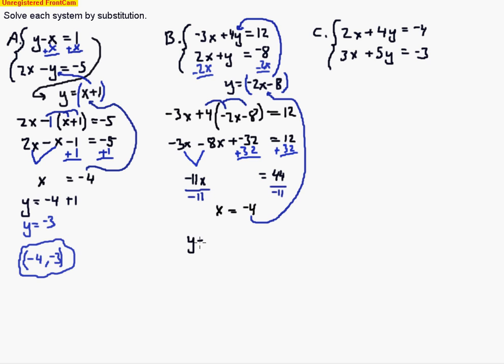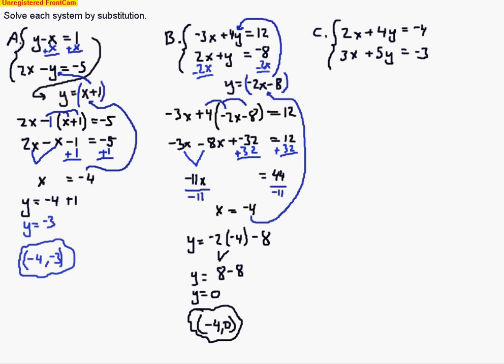So y equals negative 2 times negative 4, and then minus 8. Well, negative 2 and negative 4 make 8, positive. Take away the 8, well, that gives us a y value of 0. So we've got our ordered pair, negative 4, comma 0. Well, one more for this part.